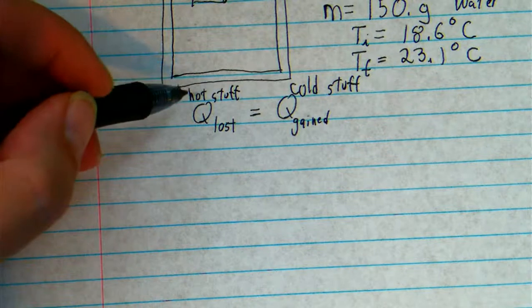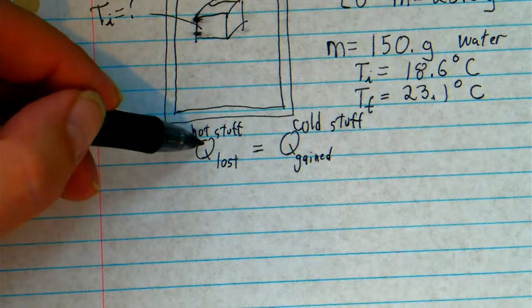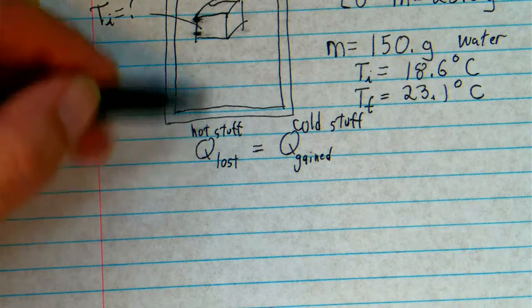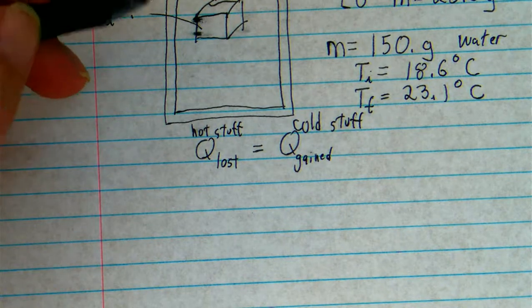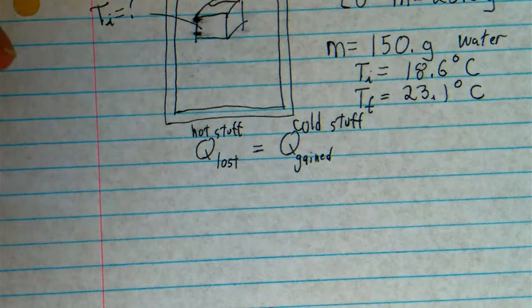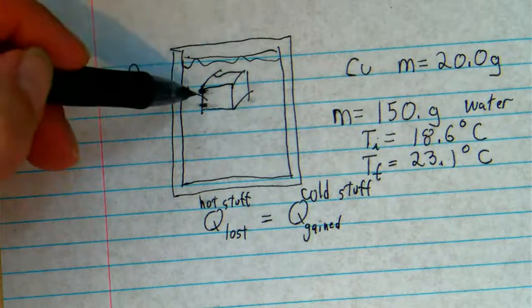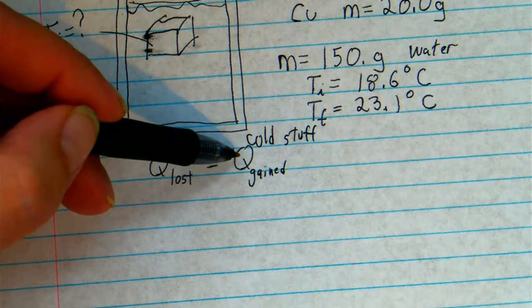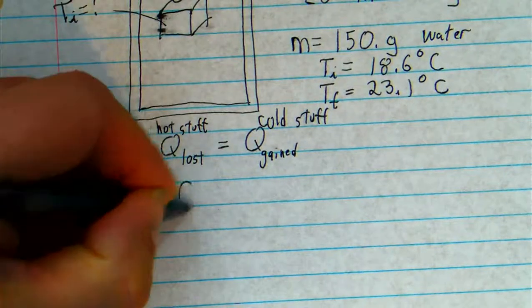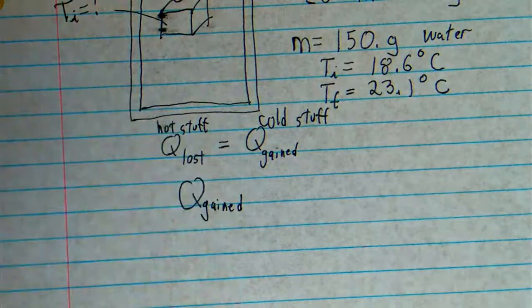For the copper, we can't calculate delta T because we don't know Q. And we certainly don't know the final temperature, or initial temperature, I mean. That's what we're supposed to figure out. What we can calculate is how much heat the cold water gained. So that's what we're going to calculate. The heat gained by the cold water warming up.